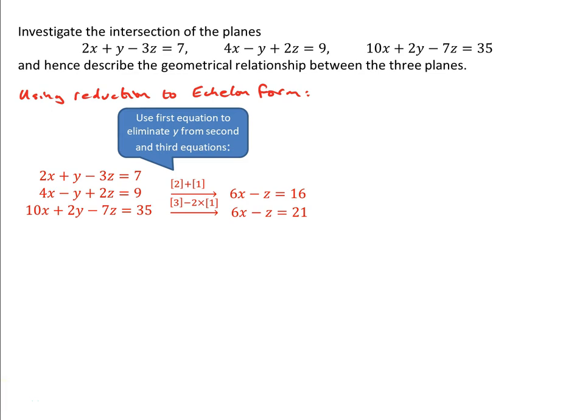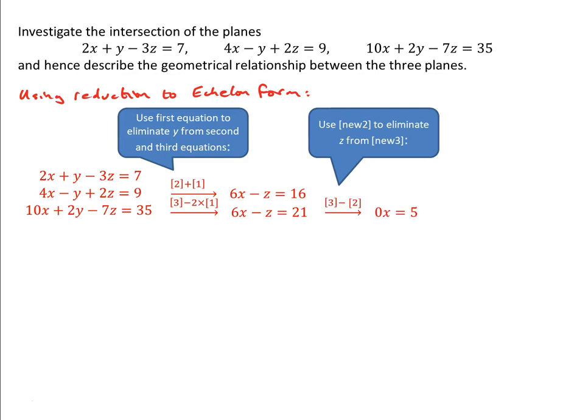We can now eliminate z from these two equations by simply subtracting the new equation 2 from the new equation 3. And if we do that, we're going to end up with 6x take away 6x, that's 0x. Then we've got minus z minus z, which gives me no z, but I'm not going to write that down because the reason for us doing this subtraction was to eliminate the z's. So we've got 0x on the left hand side equals 21 take away 16, which is 5. So we've got 0x equals 5.